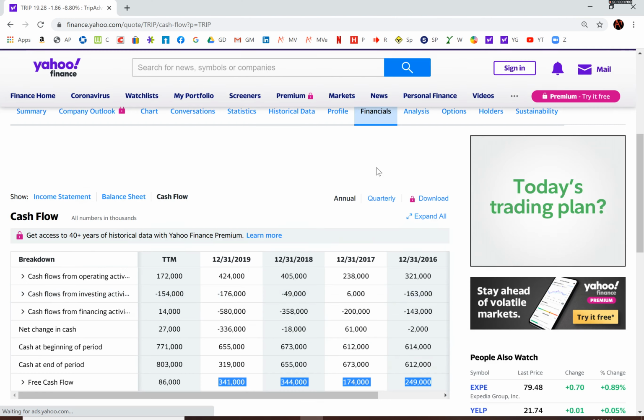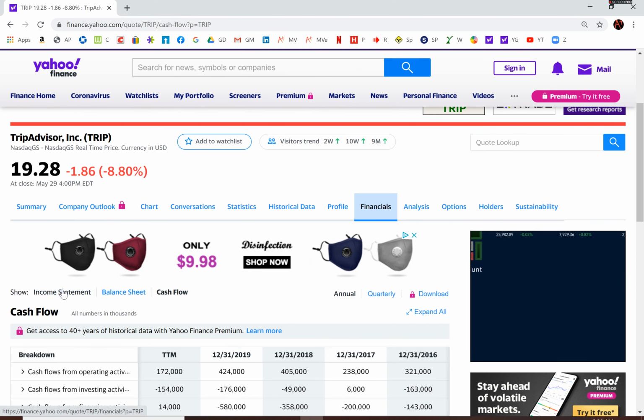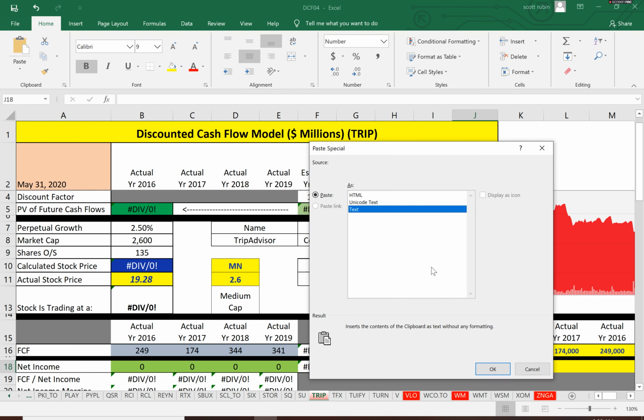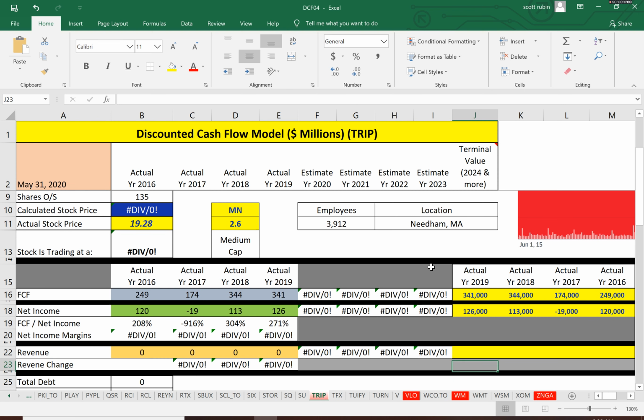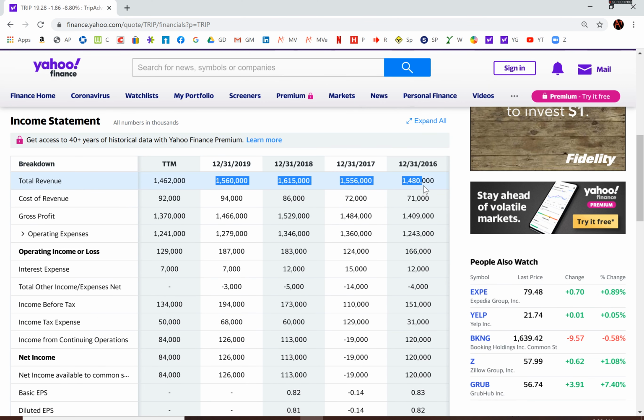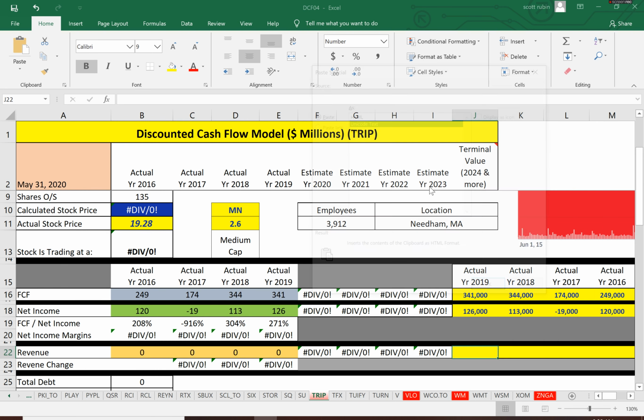Next is net income, which can be found on the income statement. Everything is conveniently located in Yahoo Finance. So I don't need to go to the 10K to get the info, but I could. That is another source. Last is revenue. It's pretty steady, hasn't really been increasing.